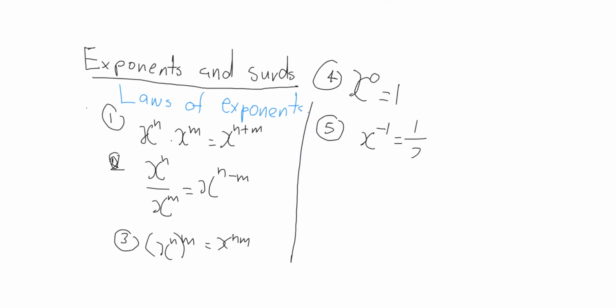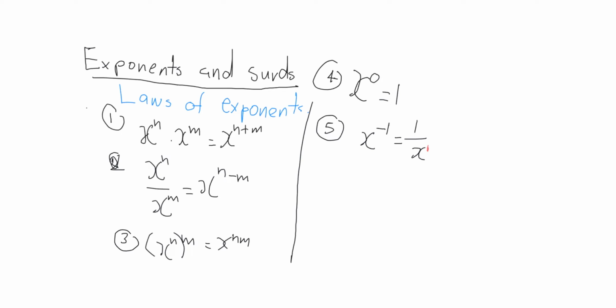And remember, this power of x here means x to the power of 1, even though we don't write it. So when you're having a negative exponent, this can also be written as 1 over that particular exponent.